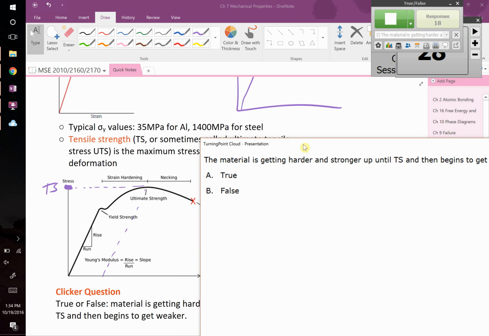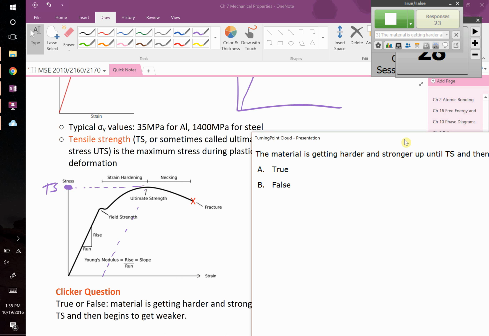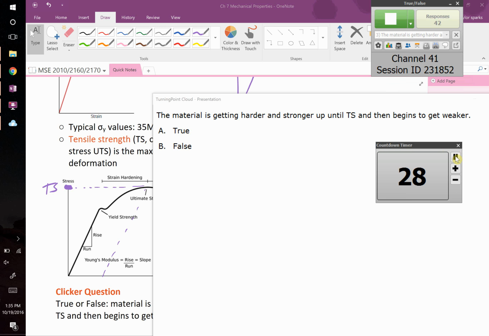The question is the material... So the material seems to be getting harder and stronger up until tensile stress, right? Up here it's getting stronger and stronger, we think, because to stretch it, you have to keep on adding more and more stress, right? The question is, is it true that it's getting harder and stronger up to TS and then begins to get weaker? True or false? Does it begin to get weaker after tensile stress? So, what do you think? True or false?